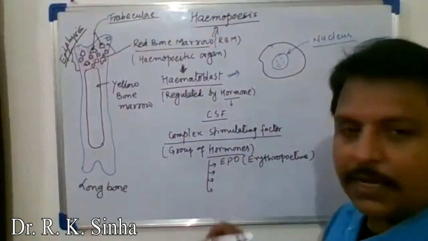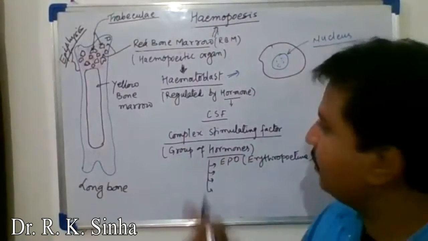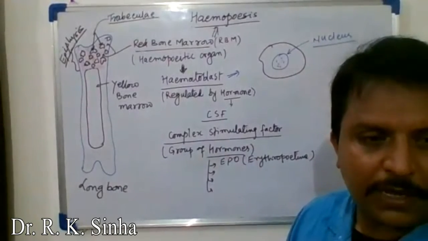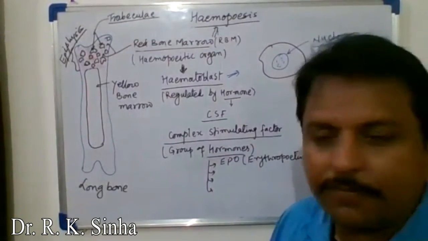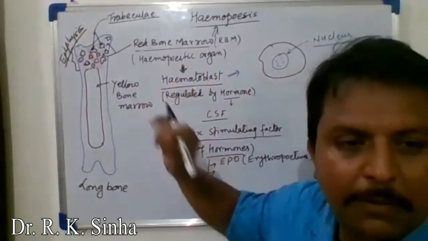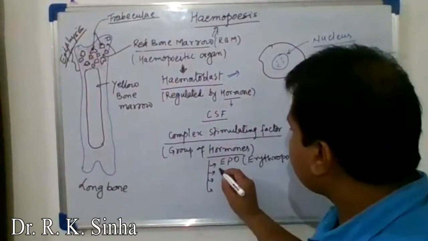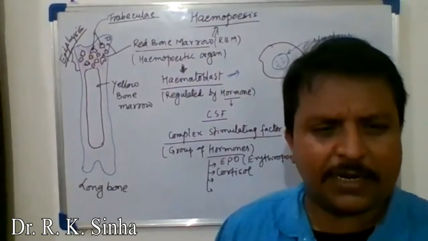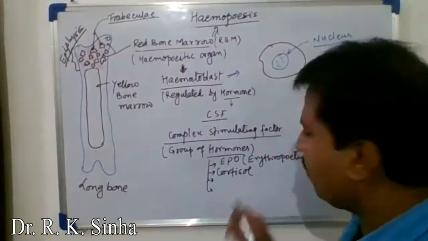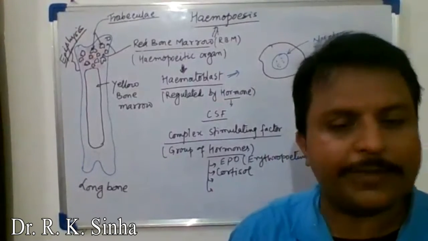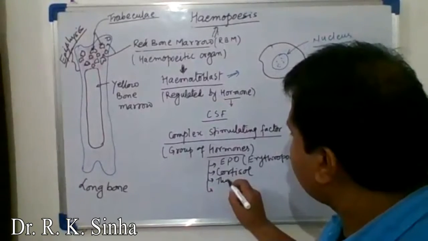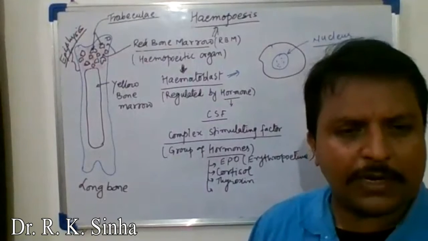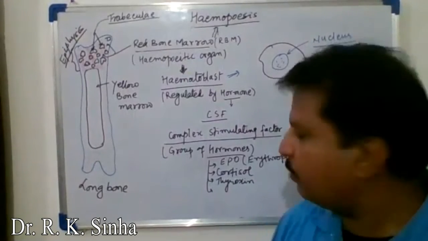Next is another hormone that will trigger this hematoblast for the formation of progenitor cells, and that progenitor cell is responsible for the formation of all these RBC, WBC and platelets. So the second one is cortisol. Cortisol is also a very diversified kind of hormone. It is a steroid hormone and it also helps in erythropoiesis. Third one is thyroxine. This is also a very important type of hormone for erythropoiesis and hemopoiesis.